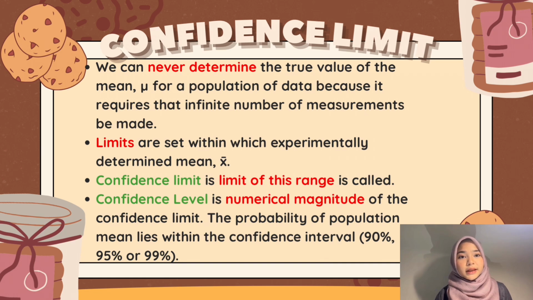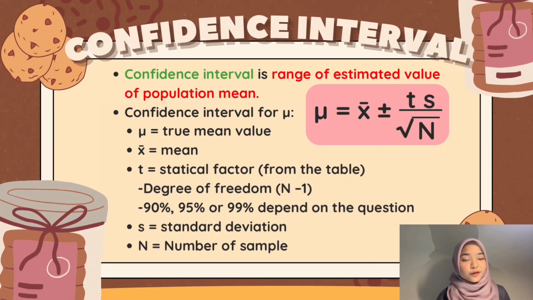Also, it is the probability that the population mean lies within the confidence interval, which are 90%, 95%, and 99%. Moving to confidence interval, it is the range of estimated value of the population mean. The formula of confidence interval is: true mean value equals mean plus or minus statistical factor times standard deviation divided by square root of number of samples.